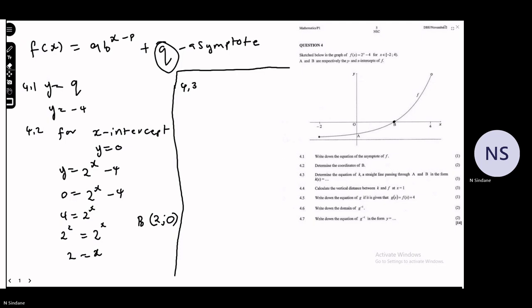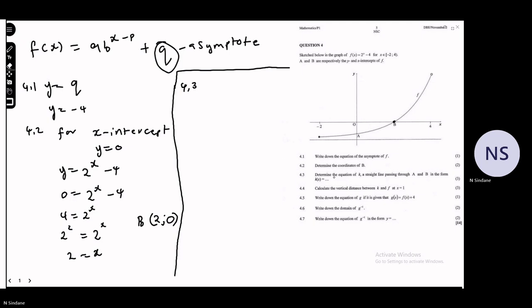4.3. They're saying determine the equation of k, a straight line passing through A and B, in the form k of x. Right? So we know the coordinates of B. We will need to know the coordinates of A to determine our gradient. After determining our gradient, therefore y is equal to mx plus c, get the value of c and rewrite everything in terms of an equation.